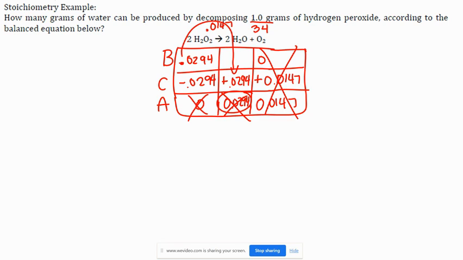Does that make sense? If you need to do the whole table to get the right answer, do it. But if you're able to save a little bit of time, save it.